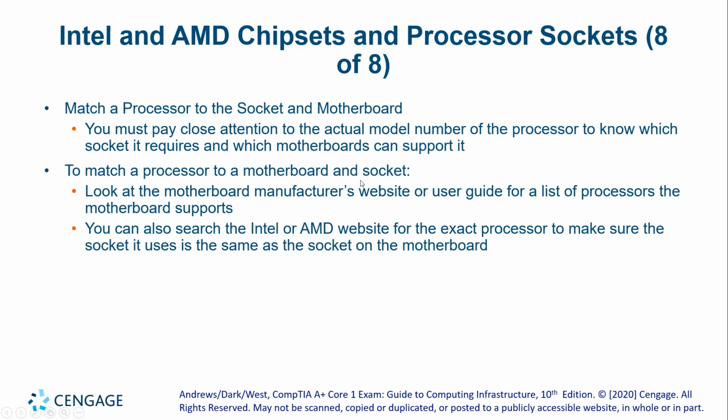To match processor and socket, look at the motherboard manufacturer's website, look at the documentation, and it will tell you what processors that motherboard supports. You can also search Intel or AMD websites for an exact processor to make sure which socket it uses, because like I said, the processors tend to be expensive, and you don't want to waste a lot of money on a chip that's not going to work.